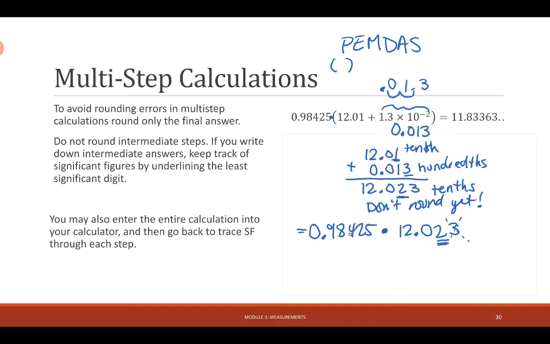Now I apply my multiplication rule. The multiplication rule says that I need to keep the least number of significant figures. So that means I have to count my sig figs. This one has 1, 2, 3, 4, 5 sig figs. And this one has 1, 2, 3, 4 sig figs. I don't count the 3. And so my answer here needs to have 4 significant figures. So if I go back to my original number, my calculator output, I can count off 1, 2, 3, 4 sig figs. And then I look one digit past that and I round down to 11.83.